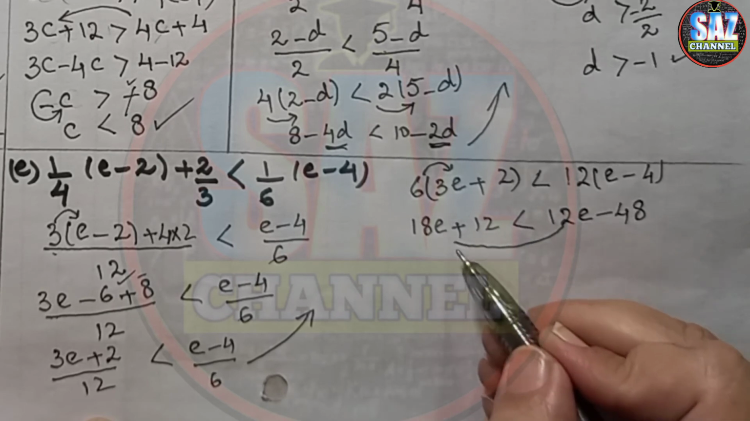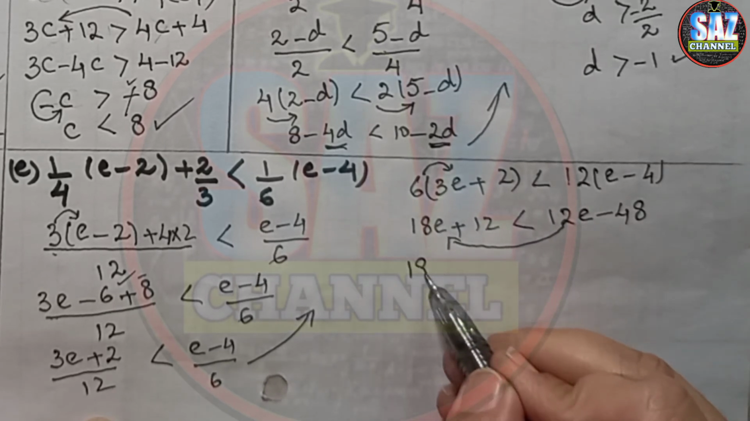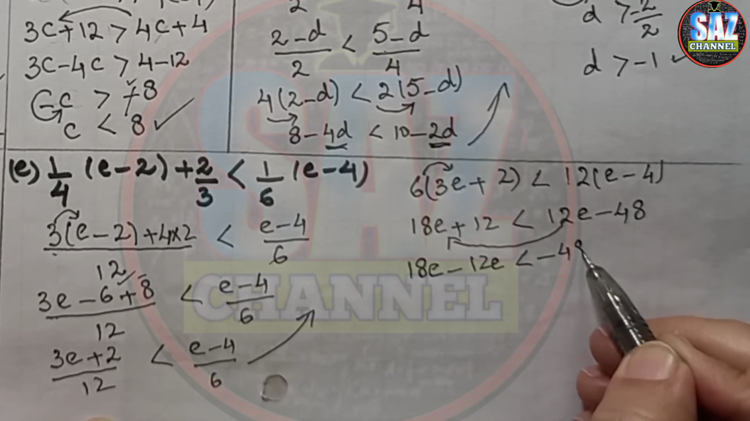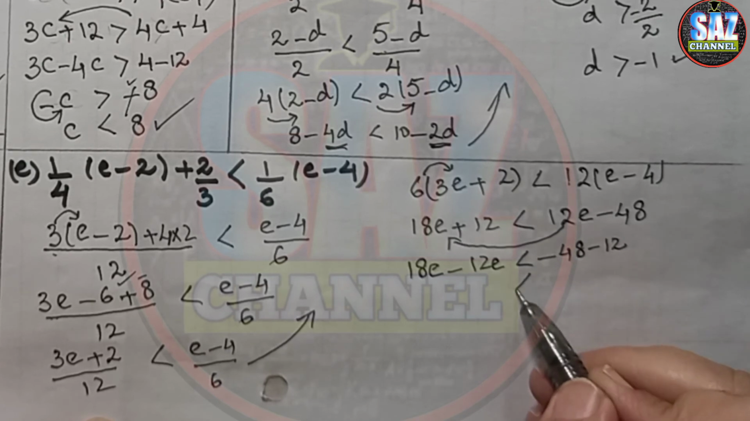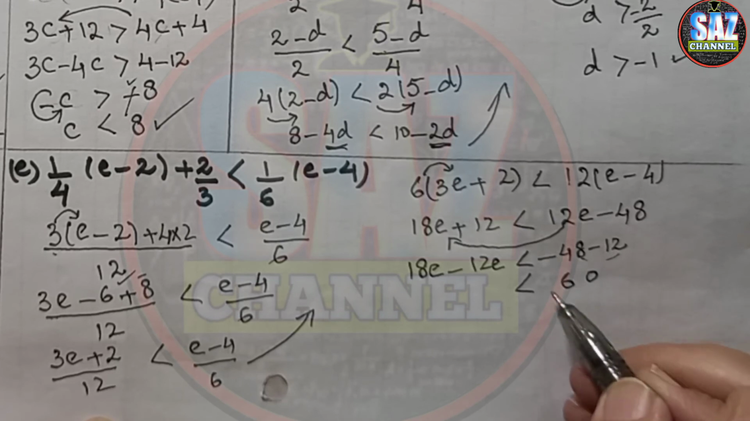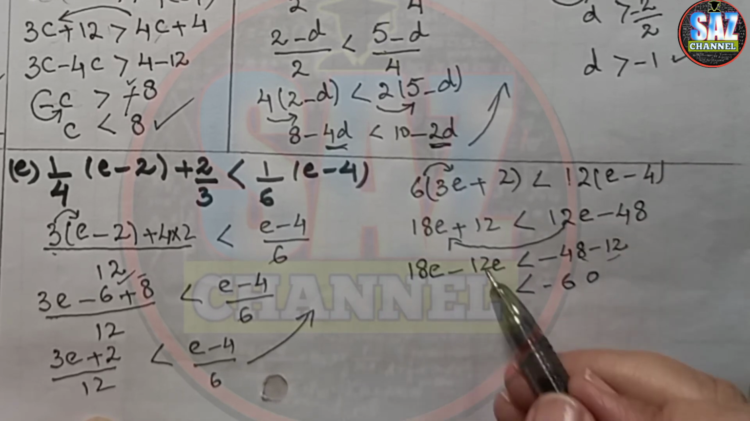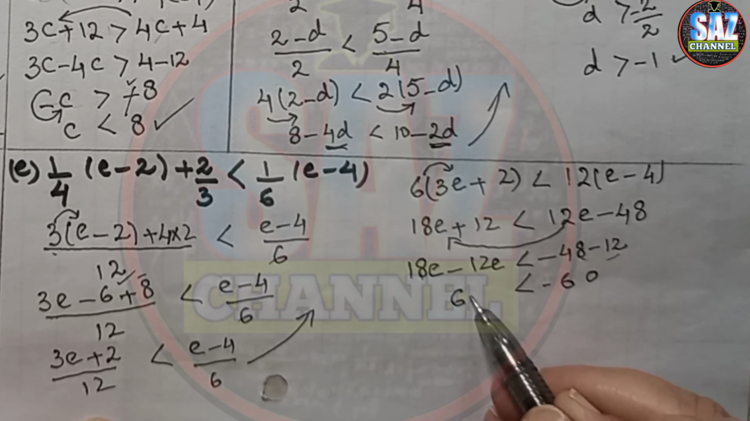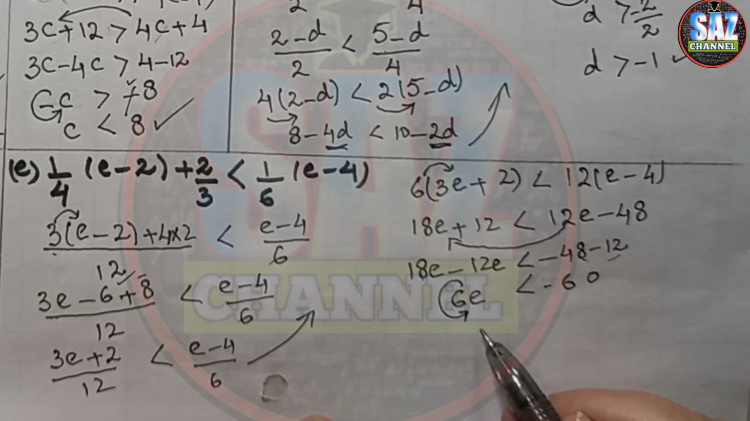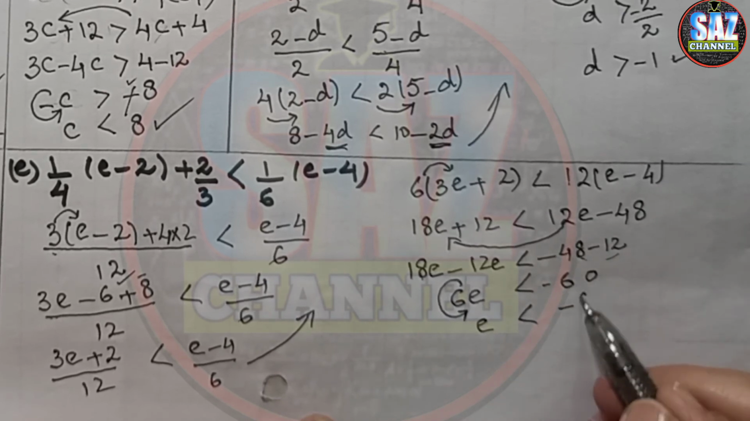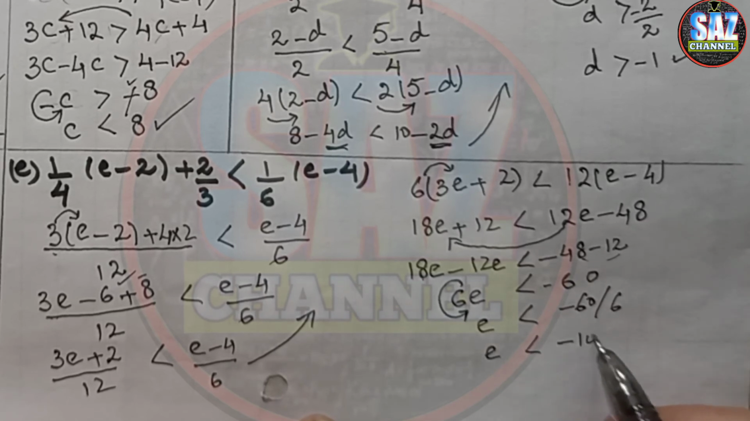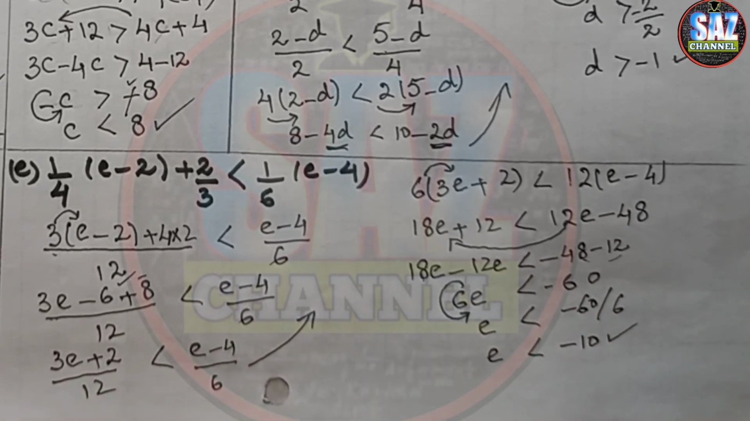Bring like terms and variable terms on the same side. 18e minus 12e is less than minus 48 minus 12, and this will give me 8 and 2 is 10, 4 and 1 is 5, and 1 is 6, minus 60. 18 minus 12, that is 6e. So in order to get the value of e, I have to shift this 6 to the other side. e is less than minus 60 divided by 6, or e is less than minus 10. I hope you are clear about this lesson.